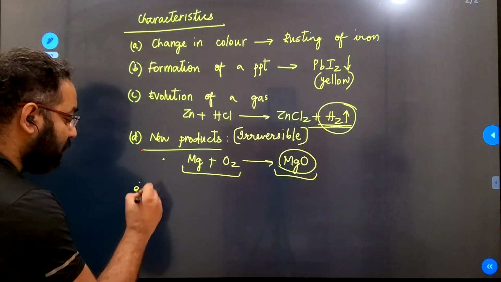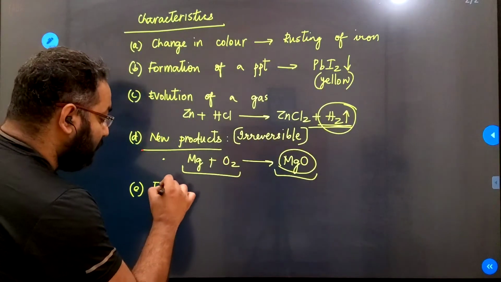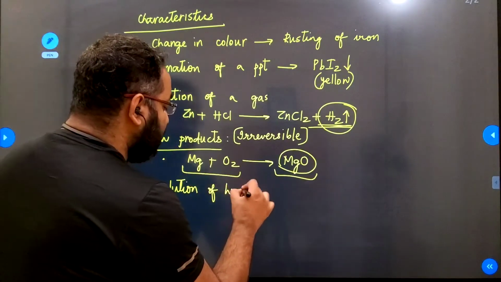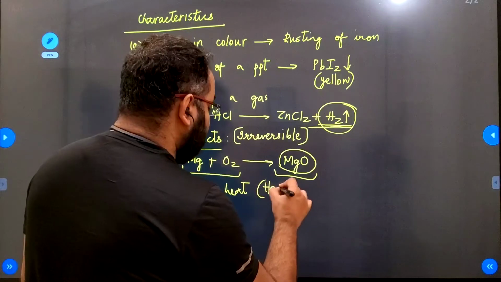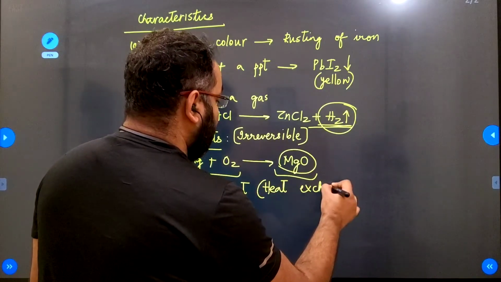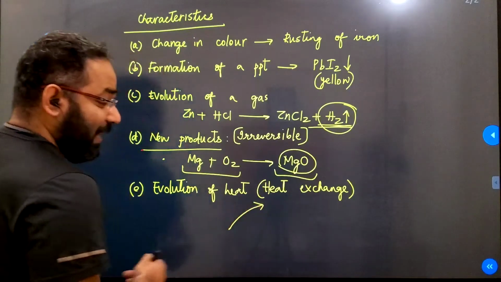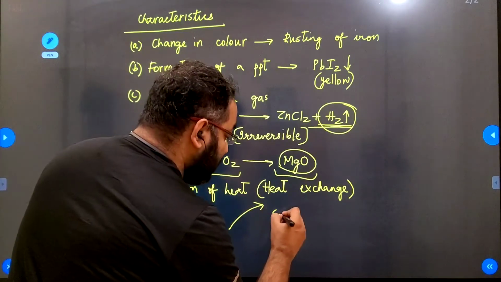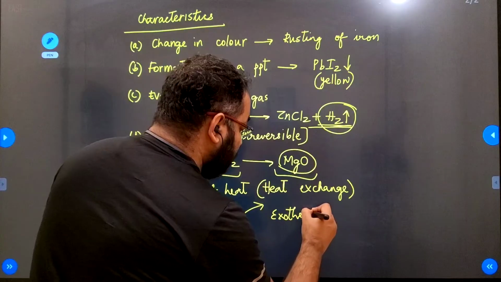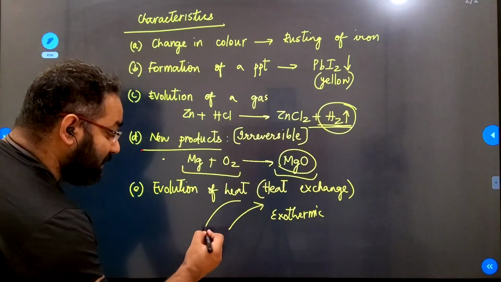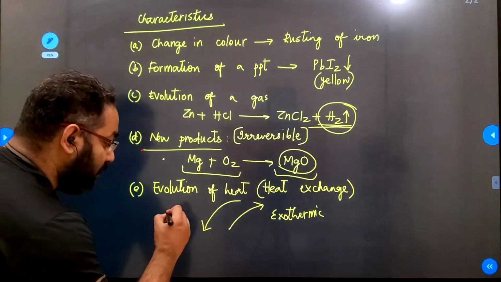The next one is one of the most important ones. There could be some evolution of heat, or in general, you just call it some heat exchange. Now, whenever we talk about heat exchange, if the heat leaves the reaction, we call it an exothermic reaction, when heat is released from the reaction. When heat is absorbed into the reaction, we call it endothermic.